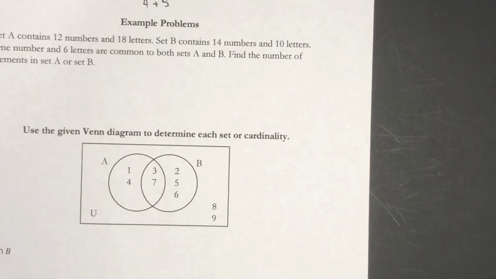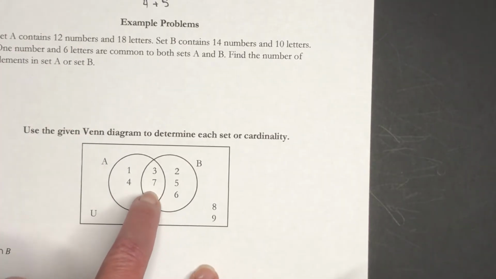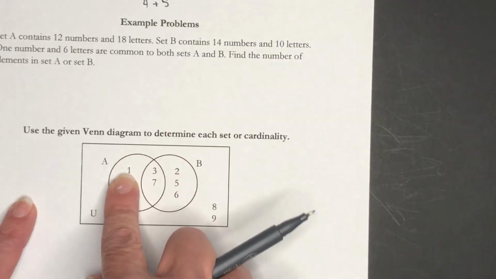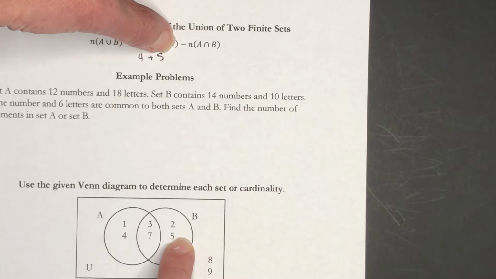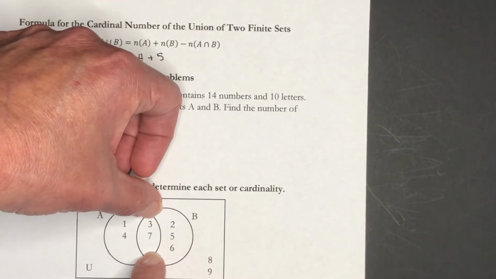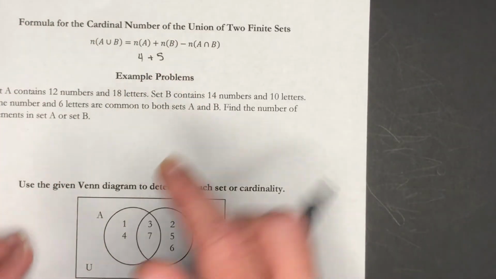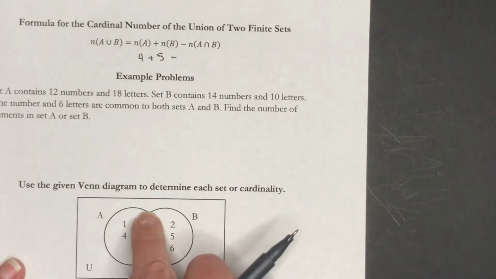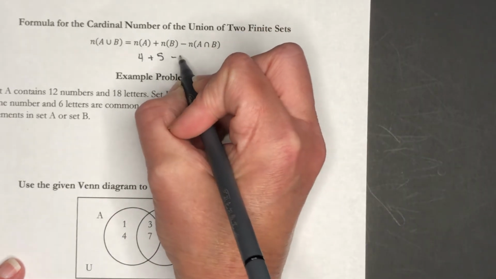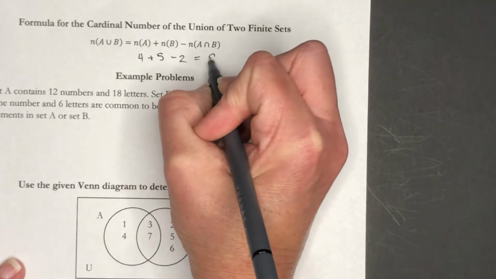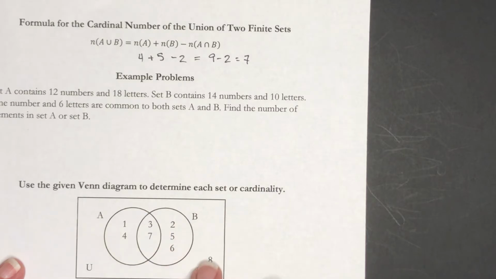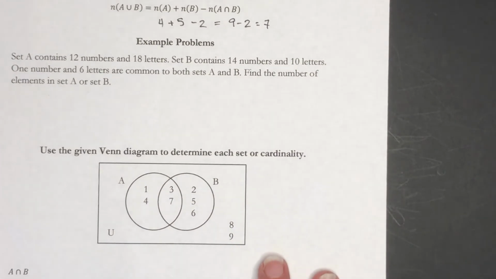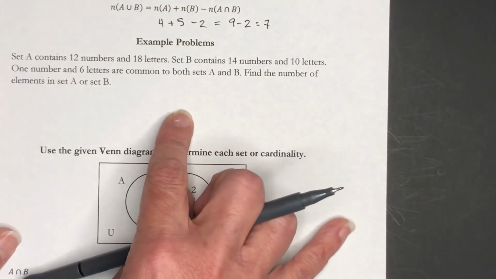Well, why is that? It's because we counted the 3 and the 7 twice. It's part of A, which is up here. It was also part of B, so it's included in here. So since this region was counted twice, we're going to subtract it off once. So the number that are in the intersection is 2. So this would be 9 minus 2, which is 7 elements, which is exactly what we can see from here. Okay, so let's do this as a bigger problem.